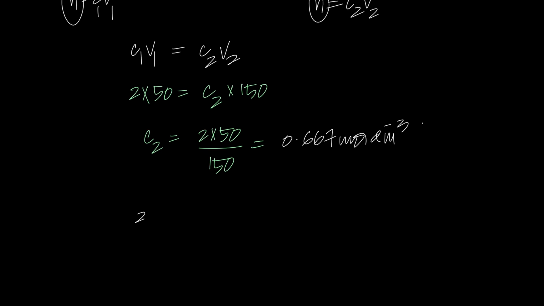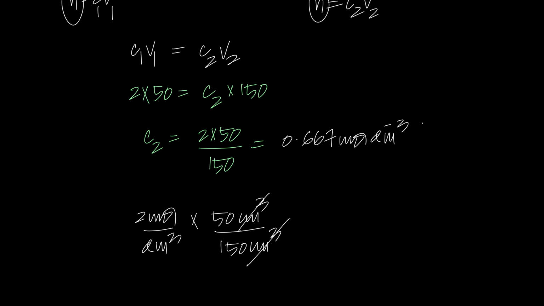This was 2 mole per dm cube multiplied by 50 cm cube divided by 150 cm cube. So cm cube and cm cube cut out. The final concentration is again in mole per dm cube. Done? Okay, good stuff. And it's quite diluted now.